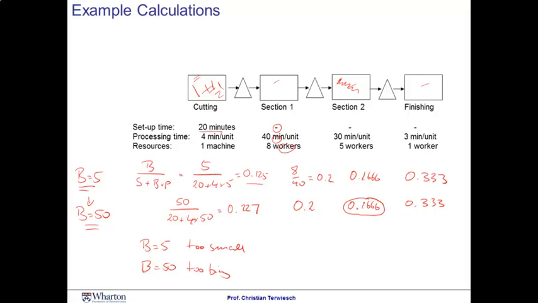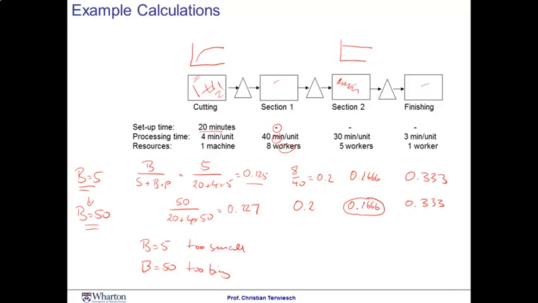To choose a good batch size, what you want to do is balance the line. You know that you can increase capacity here by increasing the batch size, but only to a point, only to the point of the capacity of the next slowest step.